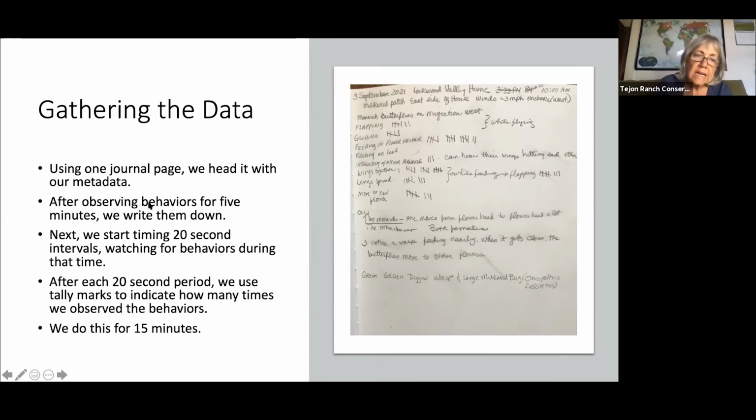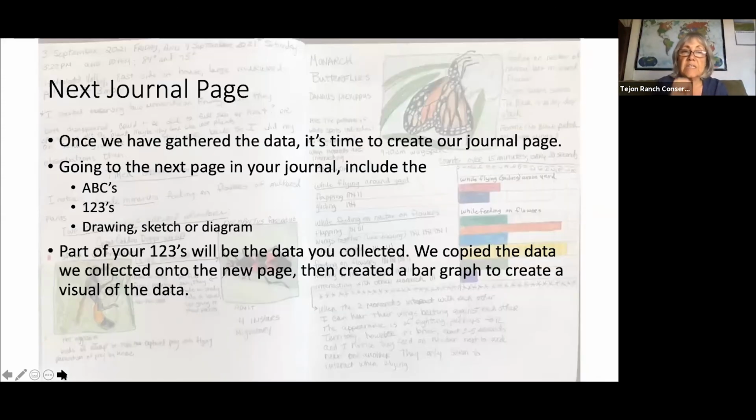So metadata, observe for 5 minutes and list those observations. Then you're going to start timing. So you'll watch for 20 seconds and what are you seeing? So in 20 seconds, maybe I'm seeing them feed on a flower and maybe I saw them move back and forth and saw that several times. Or maybe I saw them flapping their wings when they were feeding. So I could actually mark different parts of those behaviors. And I did it for 15 minutes.